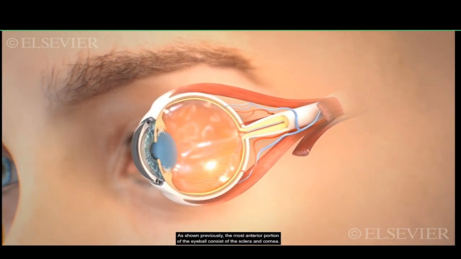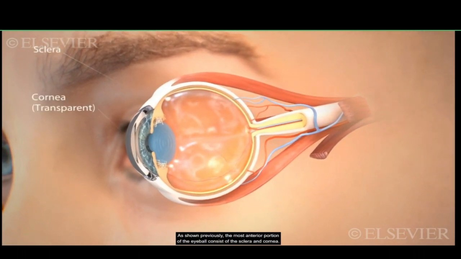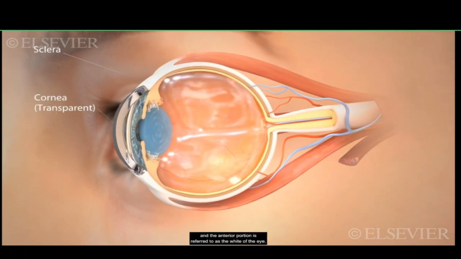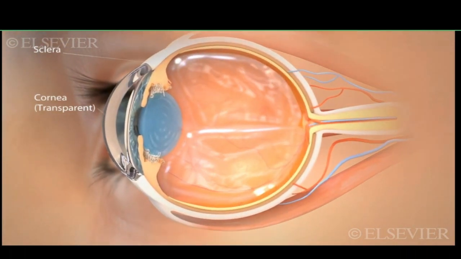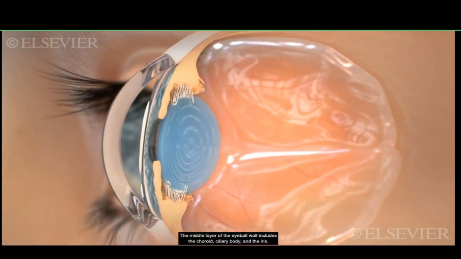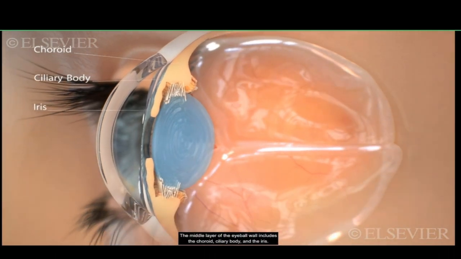As shown previously, the most anterior portion of the eyeball consists of the sclera and cornea. The sclera forms the globe shape of the eye, and the anterior portion is referred to as the white of the eye. The cornea is avascular. The middle layer of the eyeball wall includes the choroid, ciliary body, and iris.